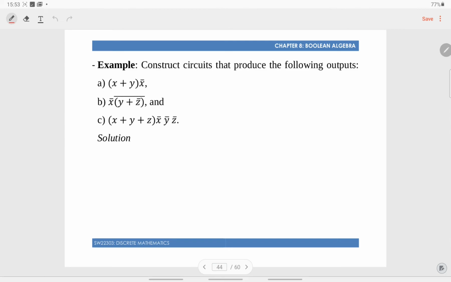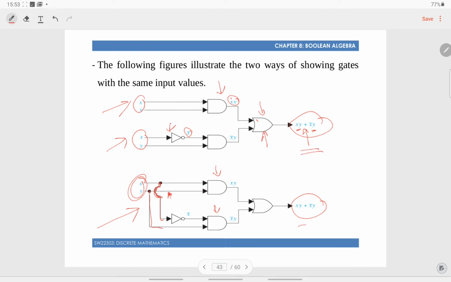Example: construct circuits that produce the following outputs. Your task is to construct the circuit using the three gates, AND, OR and also the inverter, until you come up with all these outputs. All these outputs are given here, so this is the output. Your task is to come up with this circuit.